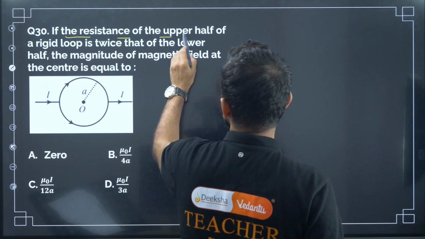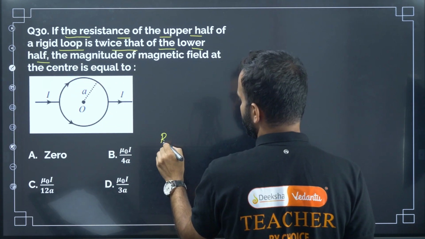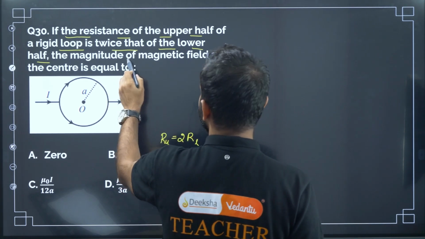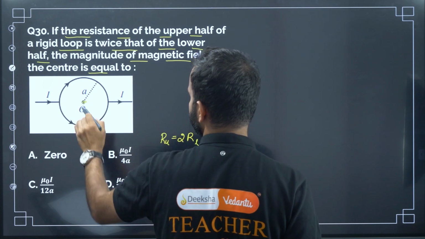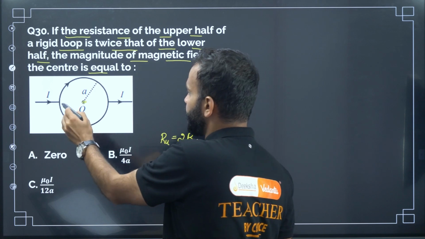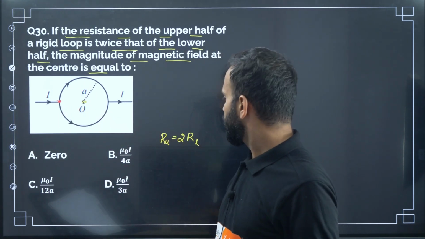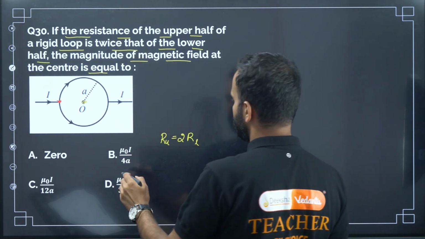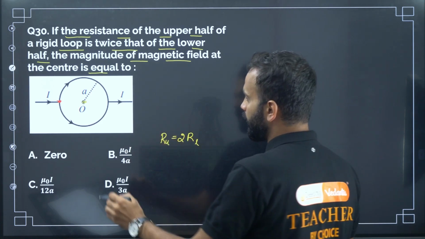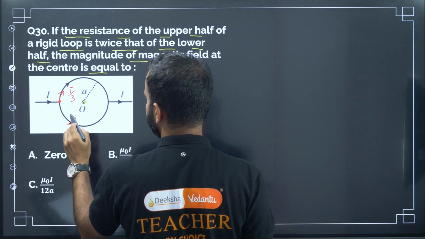If the resistance of the upper half of the rigid loop is twice that of the lower half, the magnitude of the magnetic field at the center is equal to what? Here at this point the current will divide. In the upper half the resistance is more compared to the lower half. The ratio of the resistances is 2:1, so the current will divide as I by 3 and 2I by 3.